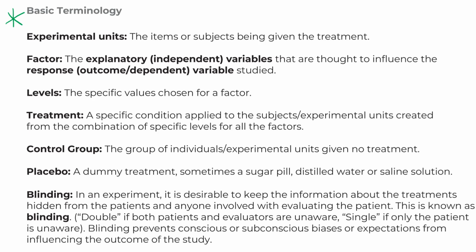These are the items or subjects being given the treatment. If we're doing an experiment with humans, we will call them subjects as opposed to experimental units. But we could be doing experiments on mice or petri dishes, and in that case, our experimental units are the mice or the petri dishes.